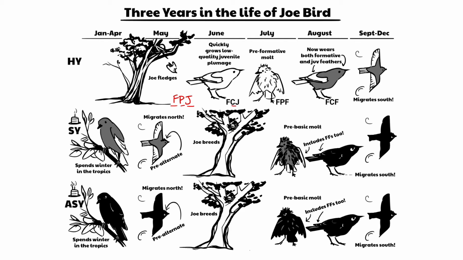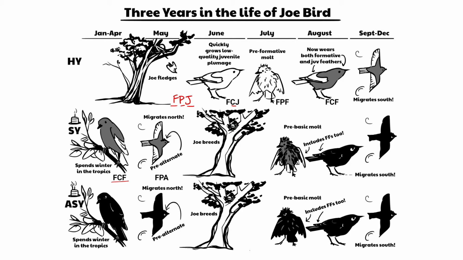Alright, so now having completed that, he is in first cycle formative plumage, migrates, still in first cycle formative plumage down here in the second year, because the second year thing doesn't matter at all. The plumage is exactly the same. He will do a first cycle pre-alternate molt in spring.